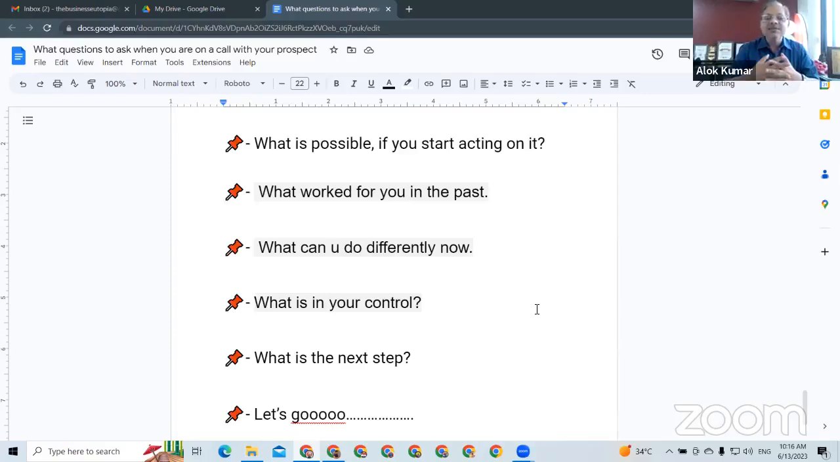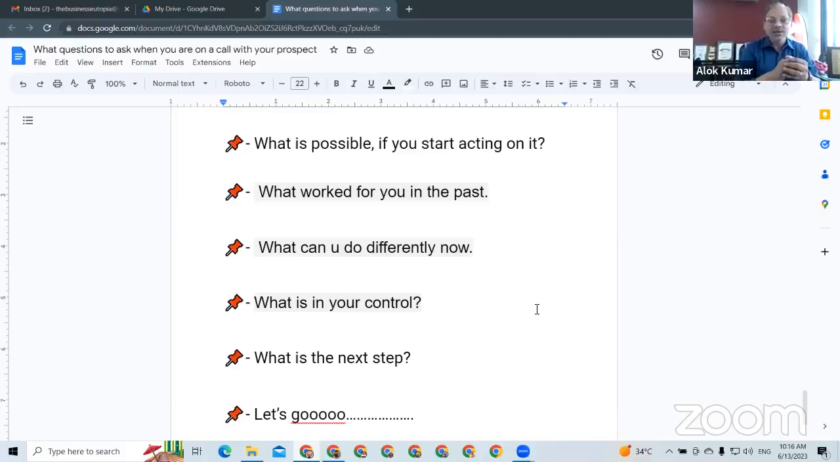The next step is to do those actionable things with accountability. So here, as a consultant or a coach, you have to be very much accountable for all the steps which are there for them to take actions, and you have to be accountable.